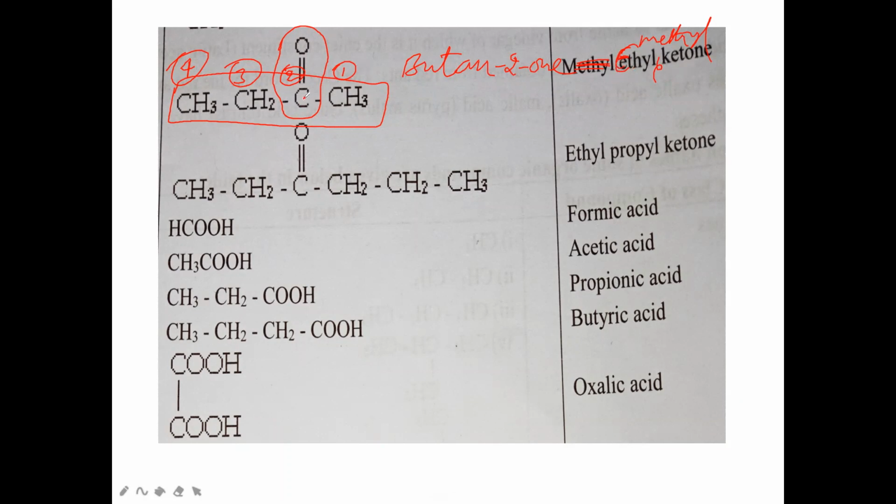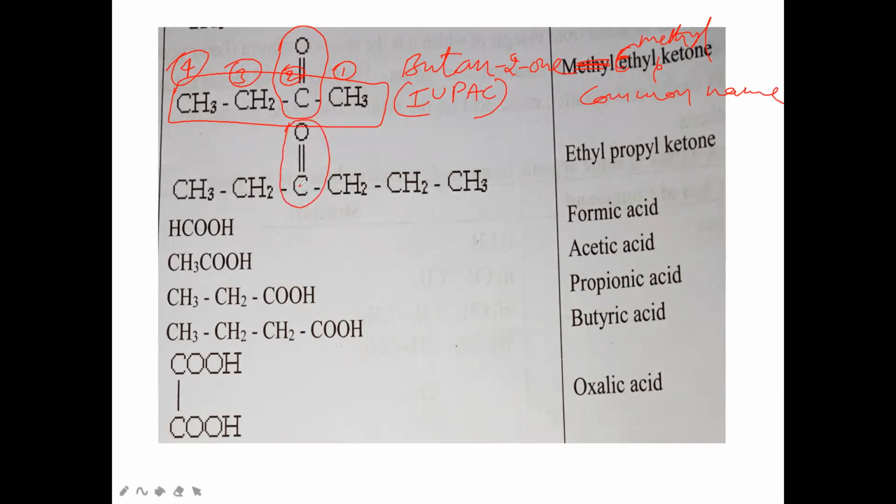A ketone functional group is what? C double bond O. So this one is the IUPAC name and this one is the common name. Okay, next. If you take another compound, first identify the C double bond O.